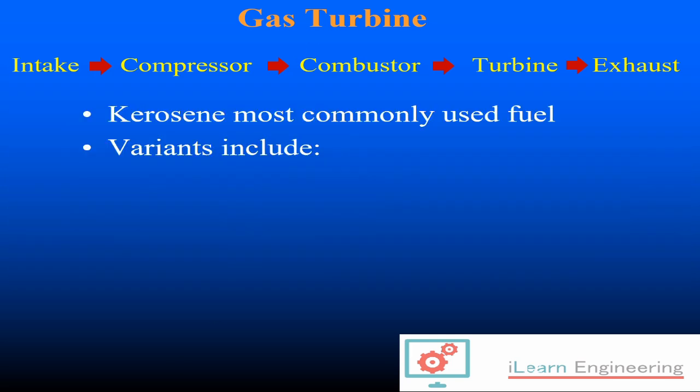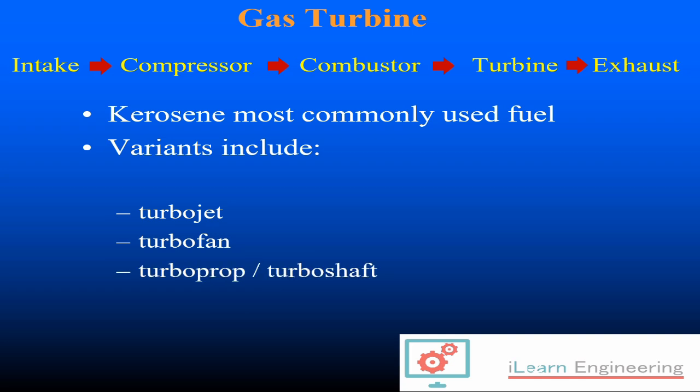Gas turbines typically will burn fuel called kerosene. As for variations of the gas turbine, the turbojet is the simplest form. Then we have what's called a turbofan. We also have turboprops and turboshafts. So let's have a look at a few examples.